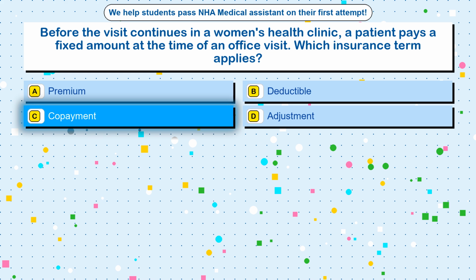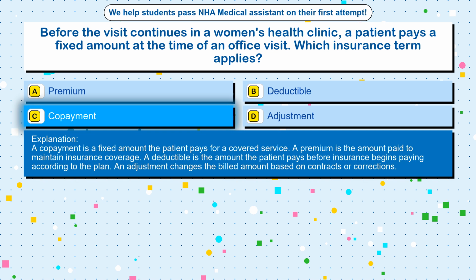Copayment. A copayment is a fixed amount the patient pays for a covered service. A premium is the amount paid to maintain insurance coverage. A deductible is the amount the patient pays before insurance begins paying according to the plan. An adjustment changes the billed amount based on contracts or corrections.